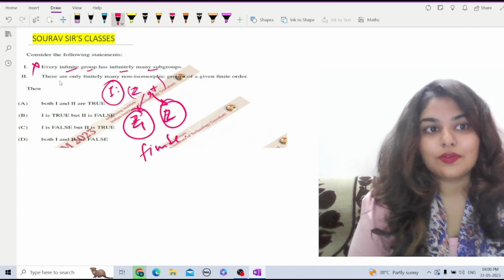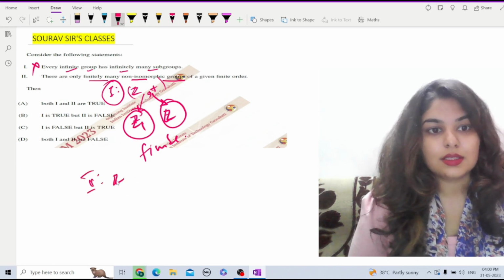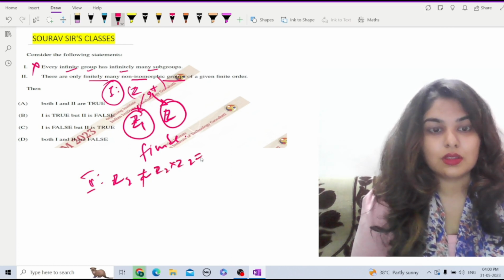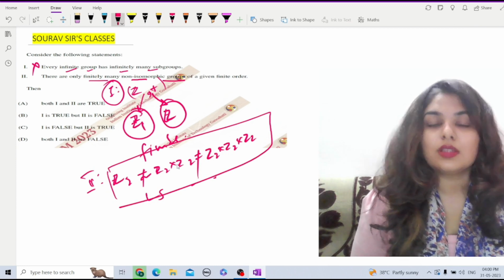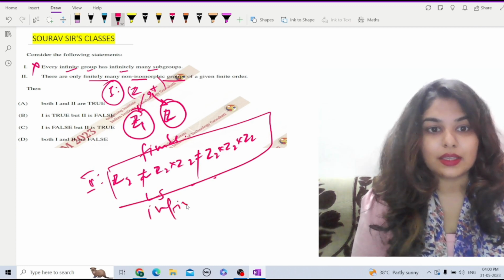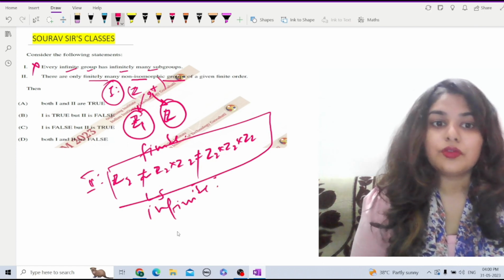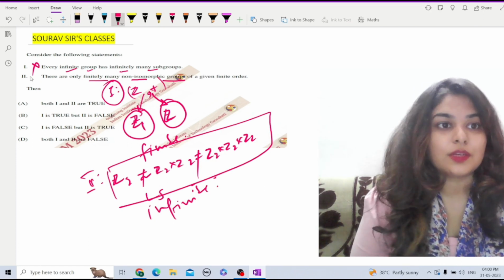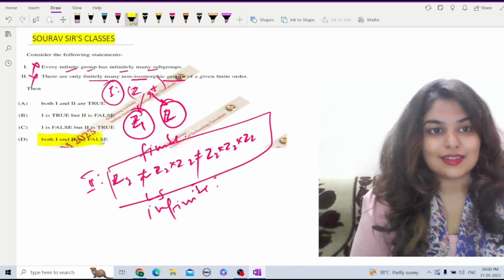And talking about the second, if there are only finitely many non-isomorphic groups, right? So as per the second statement here, let's say this is Z2. Now this is not isomorphic to this, that means if we go on like this, we will get this result. So this is definitely not finite but infinite, right? So statement 2 says there are finitely many non-isomorphic groups. That's not true, because here we have infinite groups. So statement 2 is also false. So both 1 and 2 are false is the correct answer.